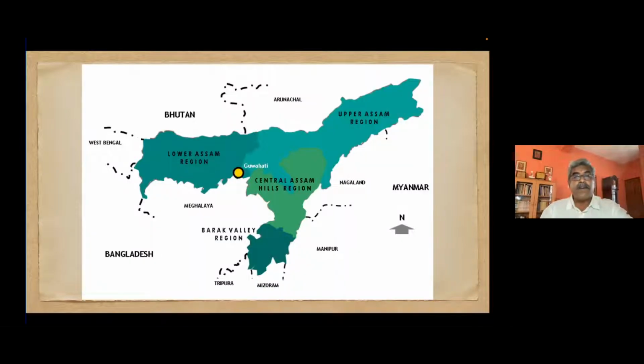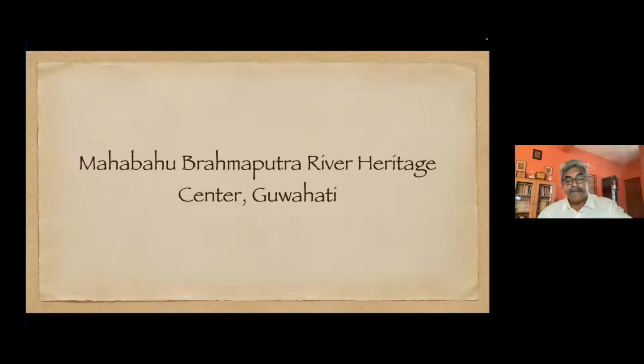And Assam is split into four regions. That is Lower Assam, Upper Assam, Central Assam, and the Barak Valley. We will be seeing most of our travel will be in the Lower Assam region and Central Assam region and Upper Assam region. Now, the first stop for us when we travel in Assam will be Guwahati, which is the capital city of Assam.